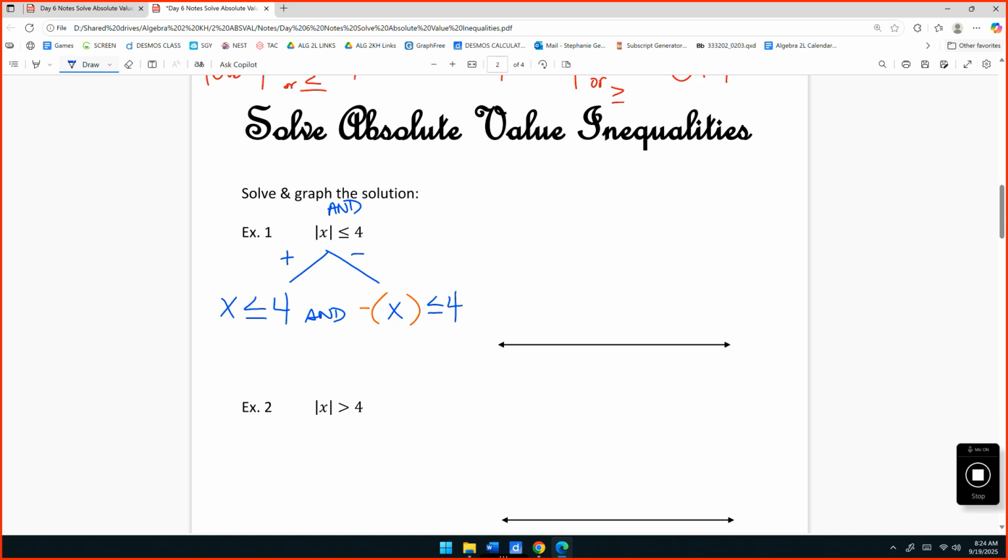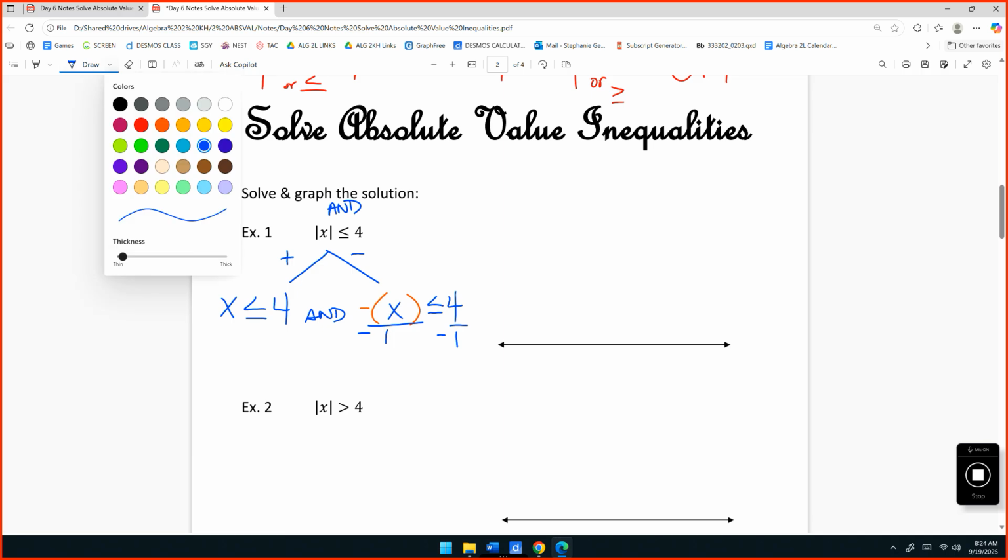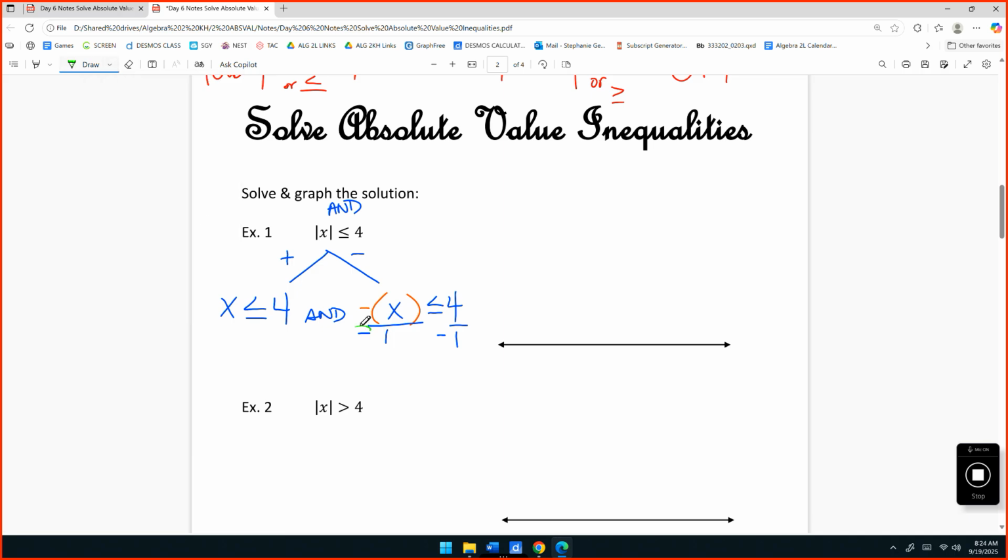So the one on the left is already solved. And then the one on the right, to solve this one, I would end up dividing by -1. Oh, and look what happens when we divide by a negative in an inequality. This is going to happen a lot. We're going to have to switch the direction of that inequality symbol.